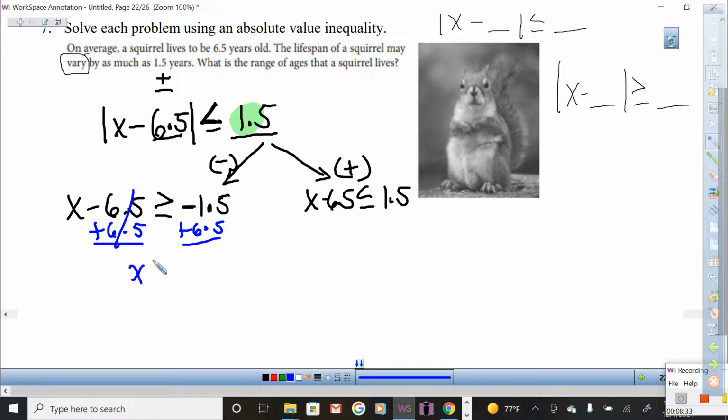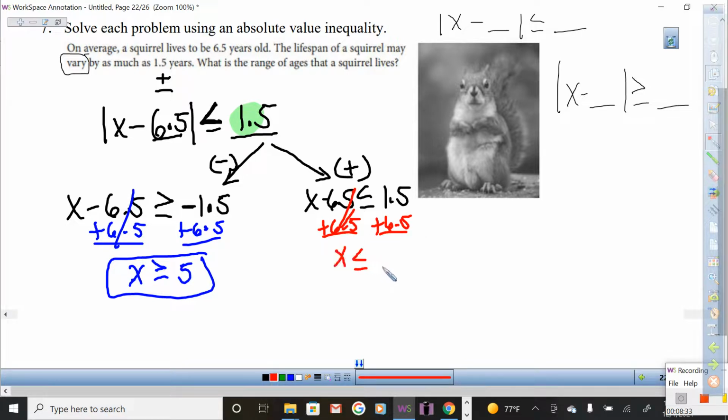X is greater than or equal to 5. Yes. Okay, how about here? Plus 6.5, plus 6.5. X is less than or equal to 8. Yes.